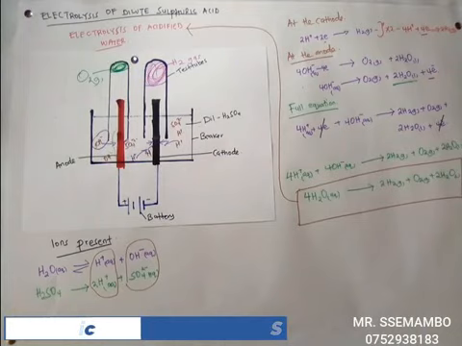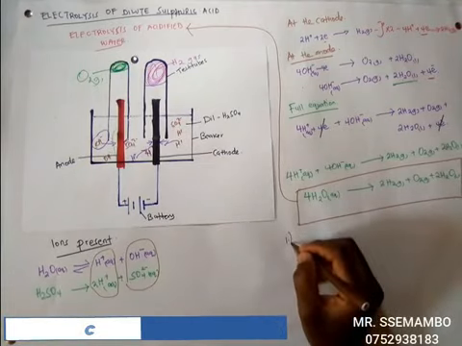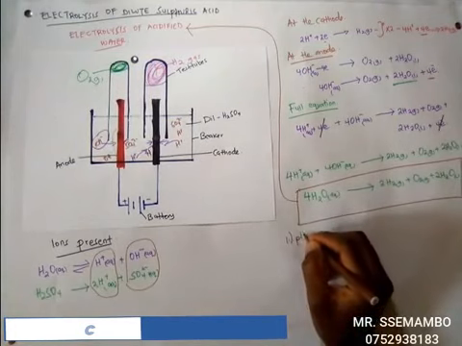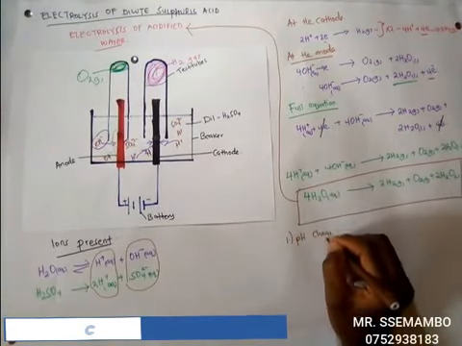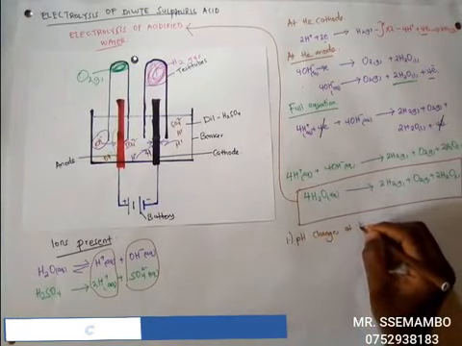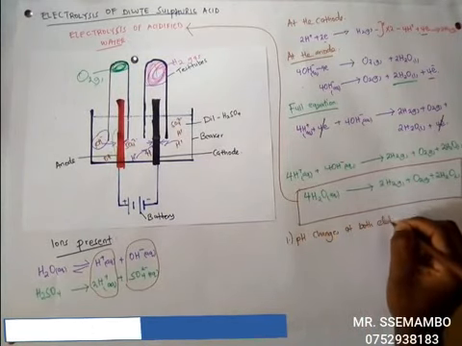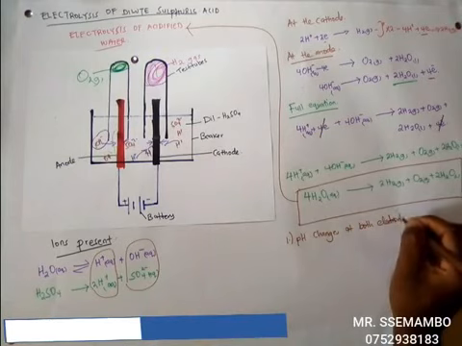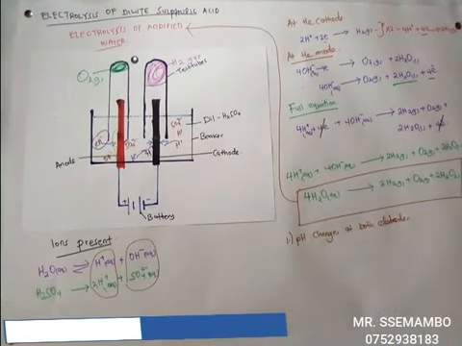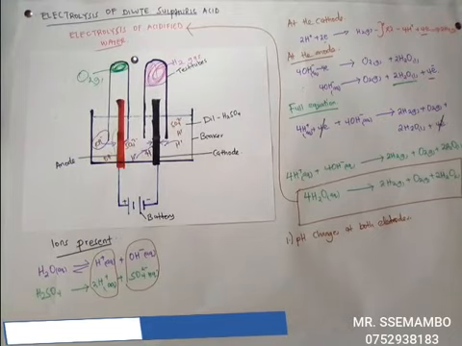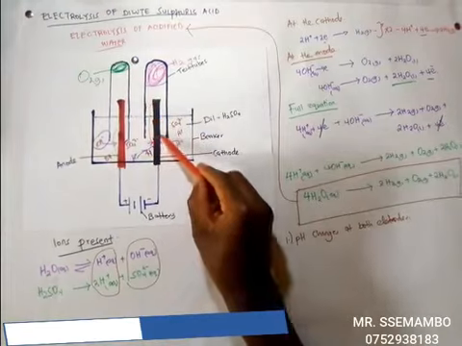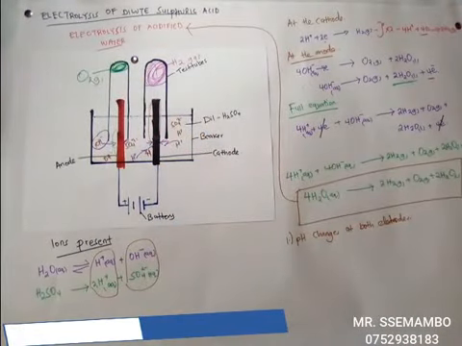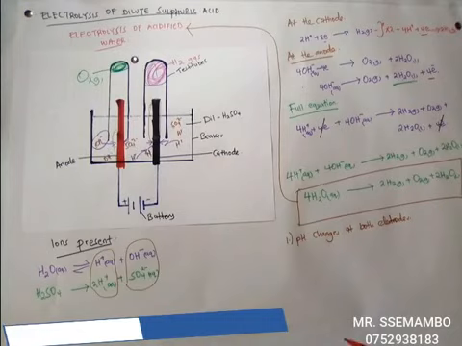There are two important notes to note here. Number one, there are pH changes at both electrodes. We can go through this as follows. The acidity at the cathode, around here, decreases, that is to say the pH increases.